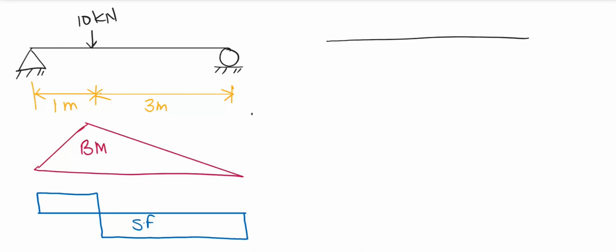So first of all, let's draw the free body diagram of this beam. We have the R1 and R2 reaction forces, and we have this 10 kN load. Let's say this 10 kN load is a P load. We just represent it with a P, and the distances are represented by A and B.